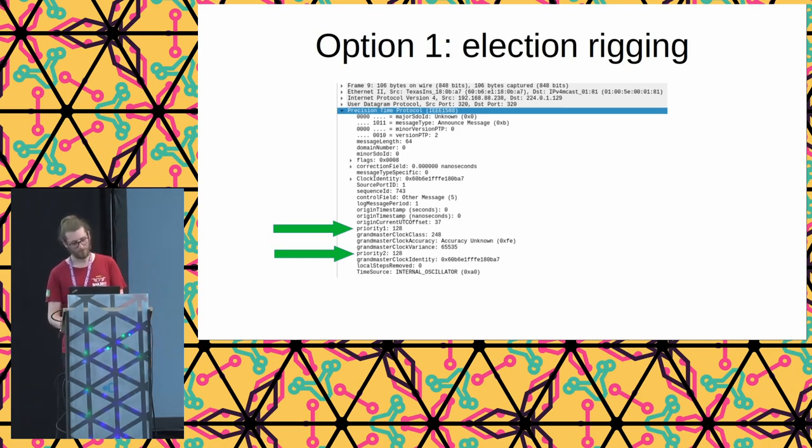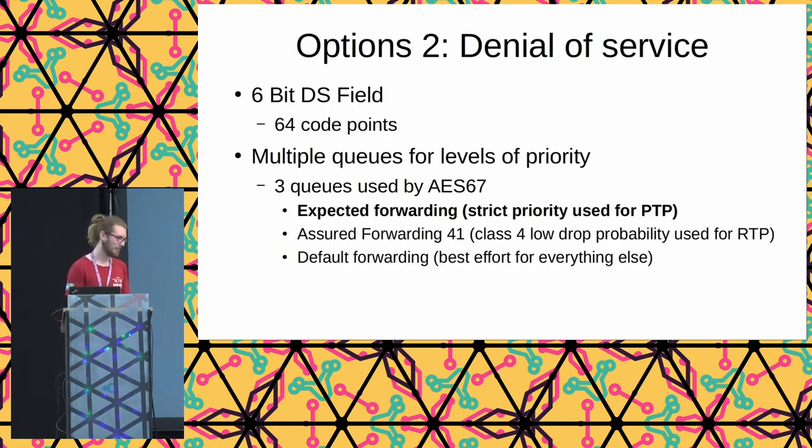There's another option, of course. You can do a denial of service. You can generate some traffic. But you don't have to generate that much traffic because all your networks rely on prioritization happening within the switches to achieve different amounts of latency and different traffic classes, basically. So the clock is the most important, and this goes into the expedited forwarding class. The audio is the second most important thing, and this goes into assured forwarding, and everything else is best effort.